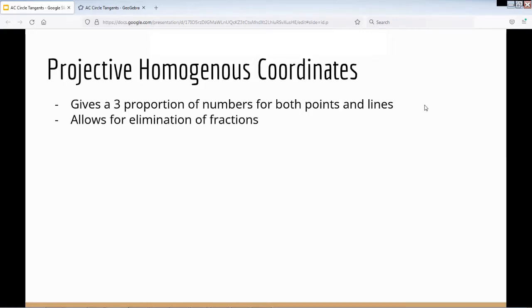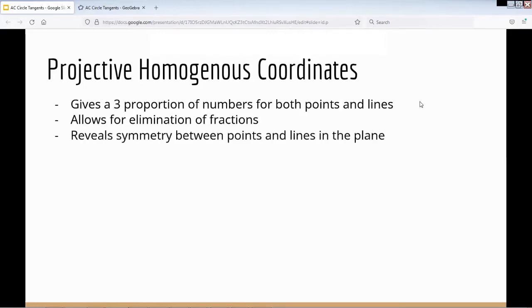And one of the things that allows us to do is eliminate fractions, which is nice. It shows this symmetry between points and lines in a plane, which is a huge part of projective geometry, which is where this comes from.